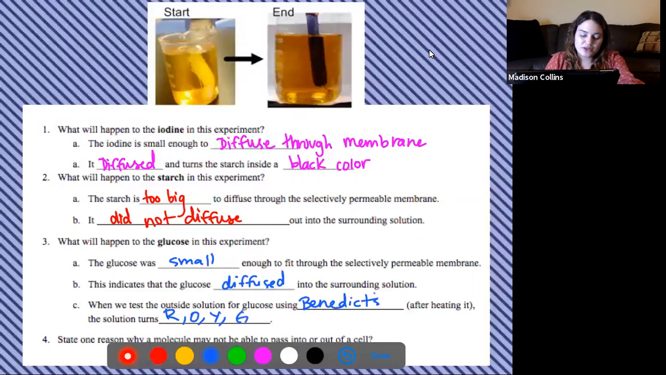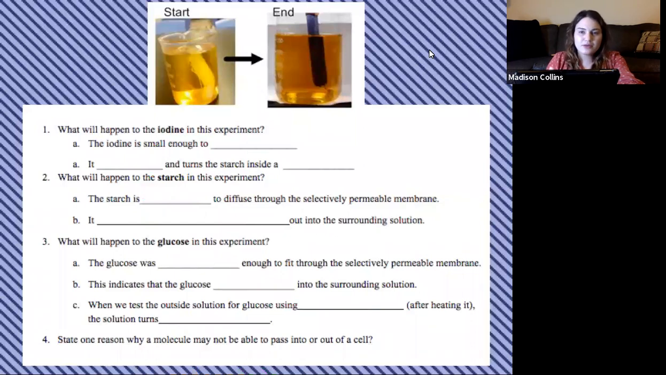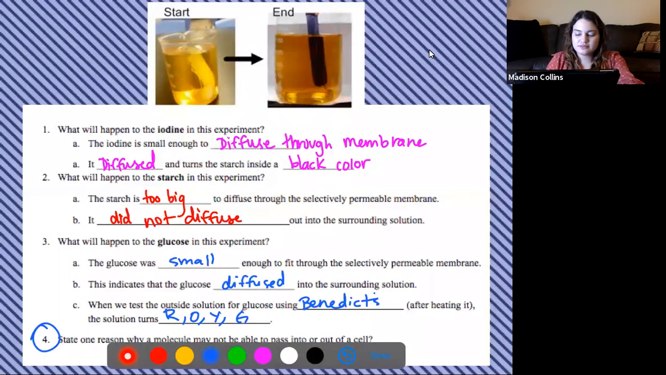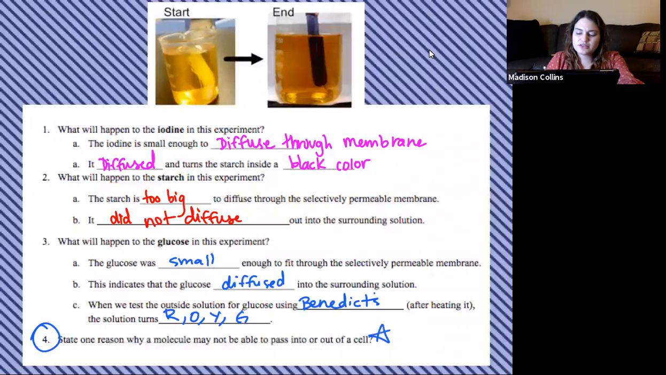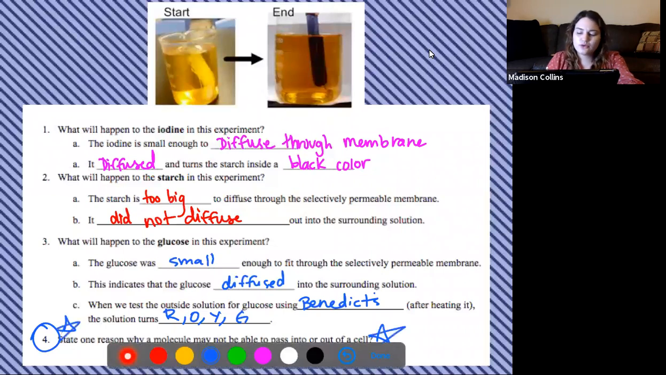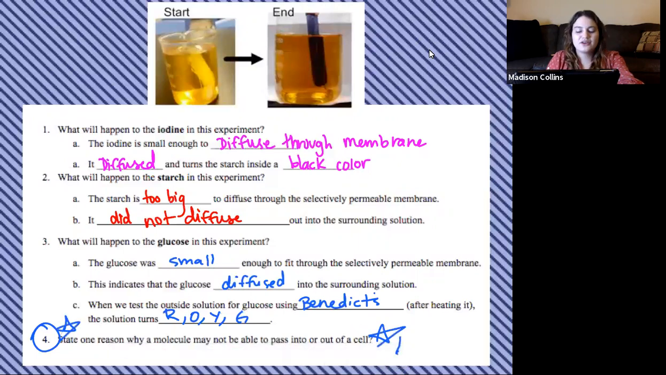Now there is one more question, number 4, that I want you to answer on your own before you turn this in. I want you guys to state one reason why a molecule may not be able to pass into or out of a cell. So think about what we just saw in this lesson, and I want you guys to tell me, what is one reason why a molecule may not be able to pass in or out of a cell? There it is. Oh, that's ugly. There you go. What is one reason why a molecule may not be able to pass in or out of a cell? All right, so make sure you answer that question before you press submit.